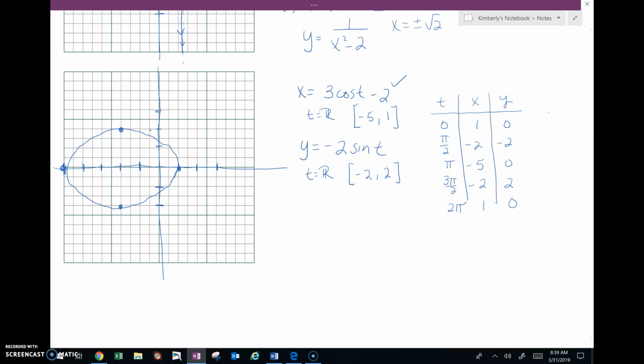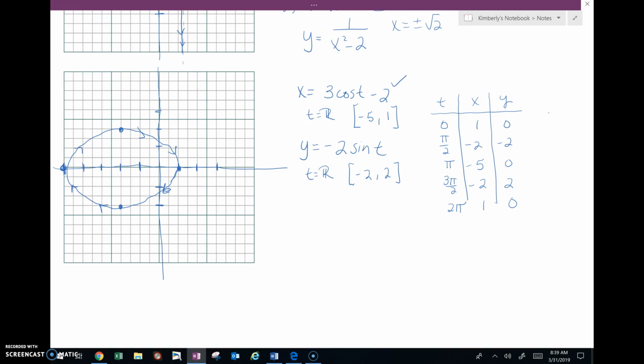Notice this time that I really didn't need to eliminate the parameter to get a feel of what my actual graph was. I'm going to put my arrows in to show my direction. Again, this is just going to repeat over and over and over itself. And now I'm going to eliminate the parameter, which is kind of cool. It's very, very different. I am not going to solve for t like I do on a non-trig. I'm going to solve for the trig.